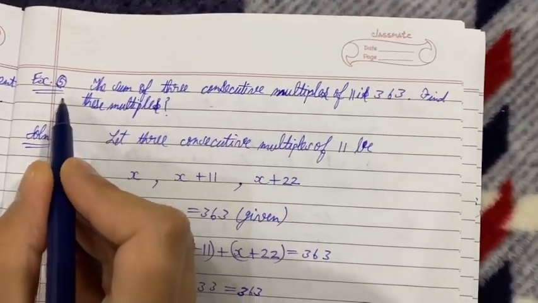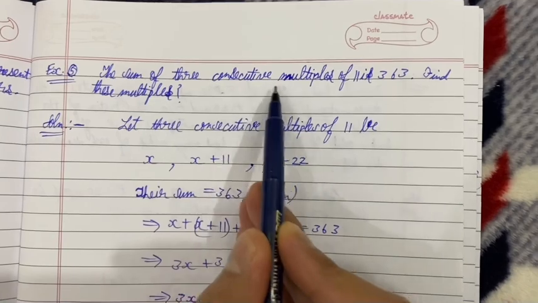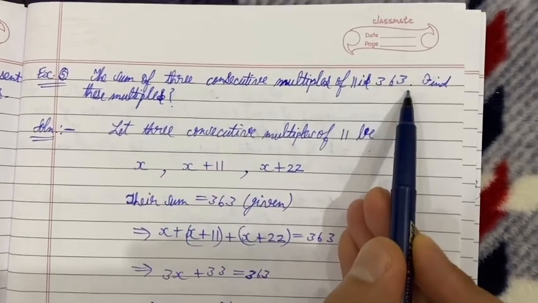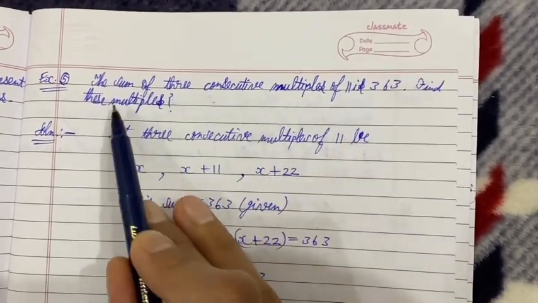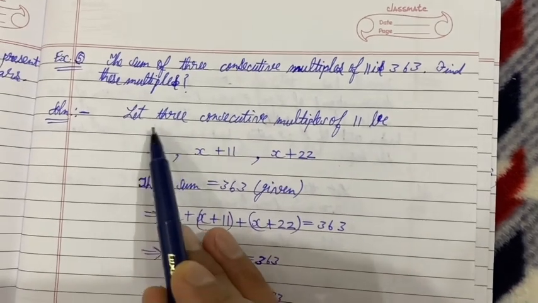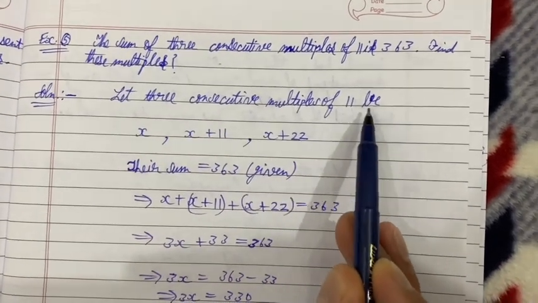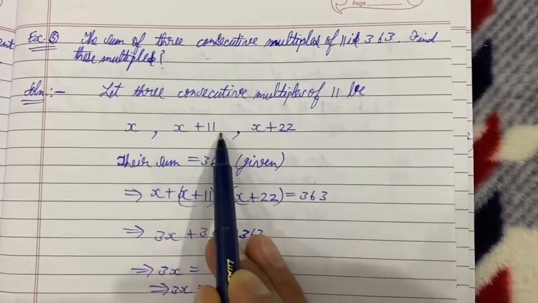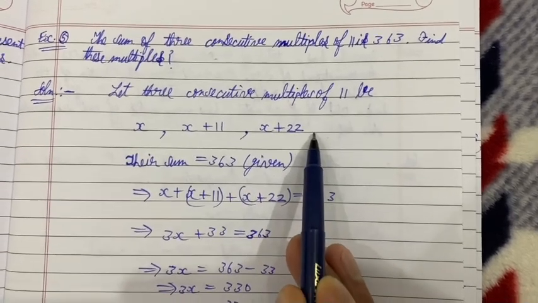Example number 5. The sum of 3 consecutive multiples of 11 is 363. Find these multiples. Let 3 consecutive multiples of 11 be x, x plus 11, x plus 22.